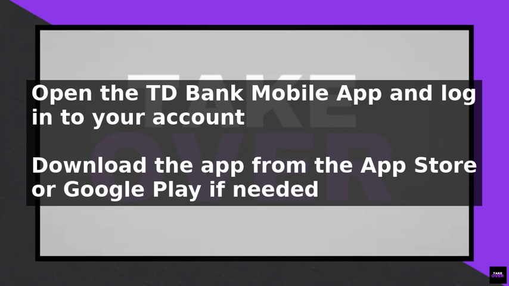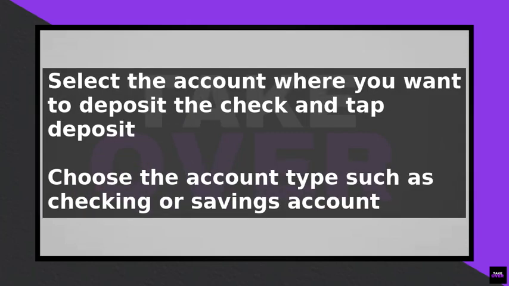Next, tap the Deposit Check option, which is usually found on the main screen or under the menu. You will then be prompted to take a picture of the front and back of the check. Make sure the check is endorsed with your signature and include the phrase "for mobile deposit." The app will guide you through the process of taking the pictures, ensuring they are clear and legible.